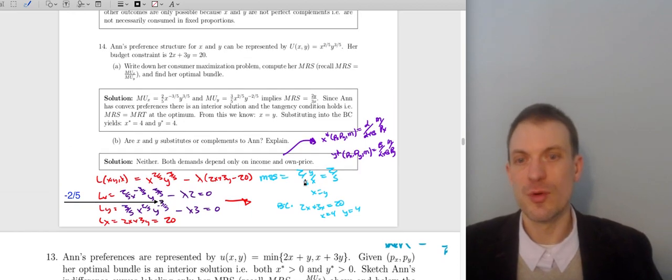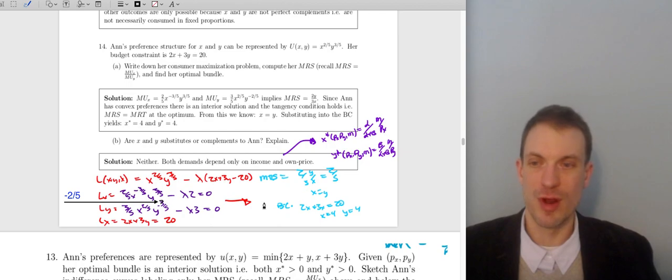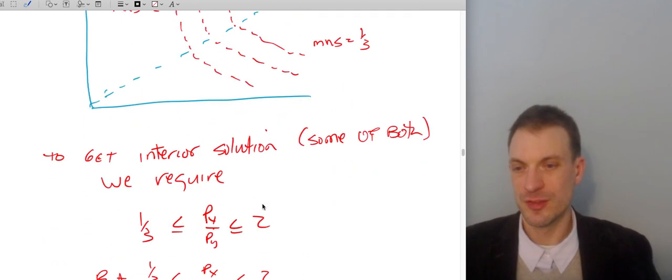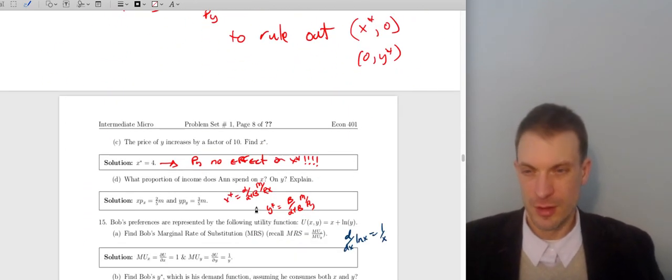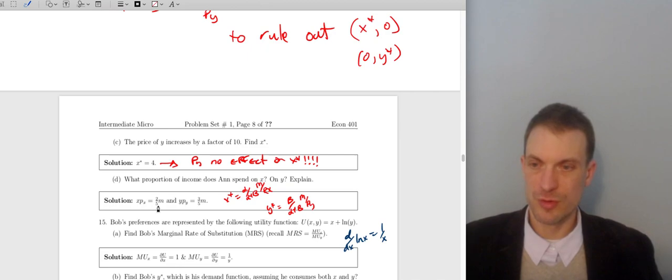We had solved for... oh, we didn't. No, so we'd have to do the alpha over alpha plus beta. If you do that, let's see. Alpha was 2/5, so it's going to be 2/5 m, and then beta was 3/5, so it's going to be 3/5 m. So 0.4, 40% of Ann's income they're spending on X, and 60% of Ann's income they're spending on Y. That's just from 0.4 and 0.6.